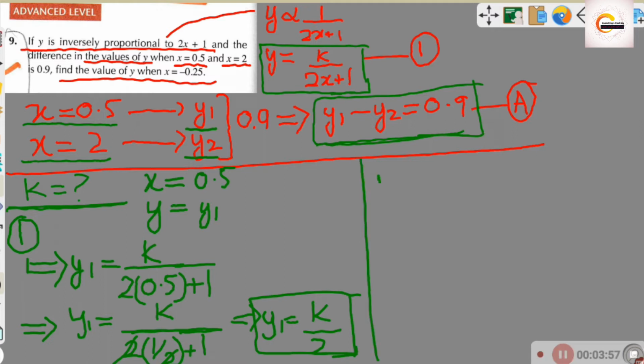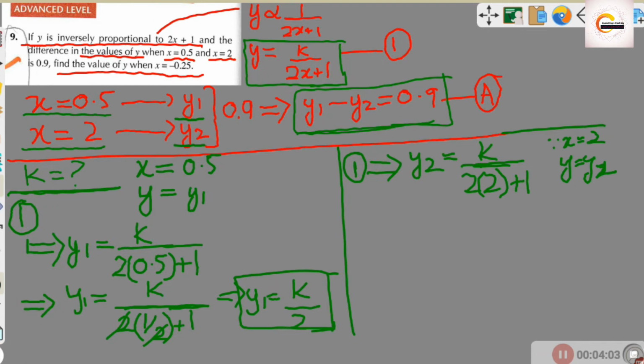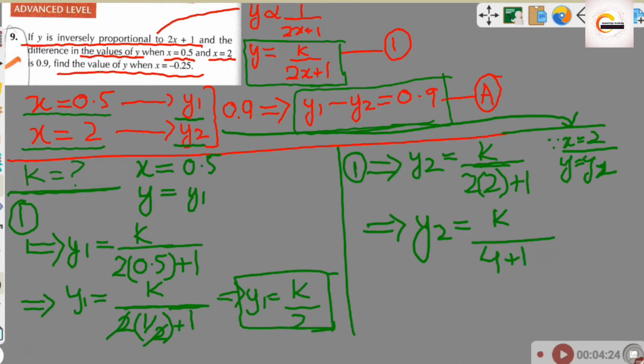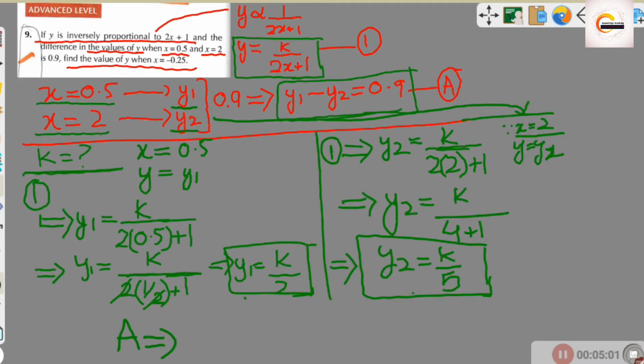Let's calculate the value of y2. Formula number 1 will become y2 is equal to k upon 2 into 2 plus 1. We know the value of x here is 2, right? And the value of y is y2. So after further simplification, y2 is equal to k upon 5. Now I will put these values of y1 and y2 to get the value of k.